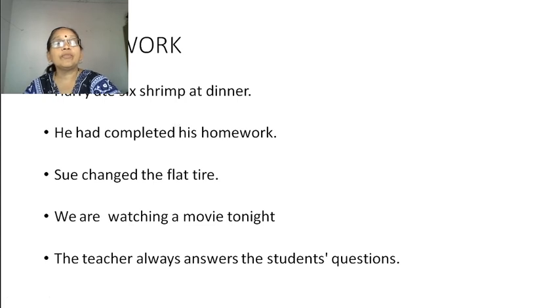This is the homework. Harry ate 6 shrimp at dinner. He had completed his homework. Sue changed the flat tire. We are watching a movie tonight. The teacher always answers the student's question. So write all these sentences and write whether it is an active sentence or a passive sentence. Then you change all these sentences. That is your homework.